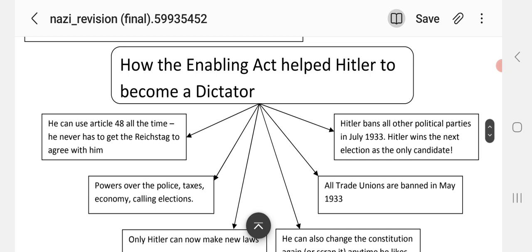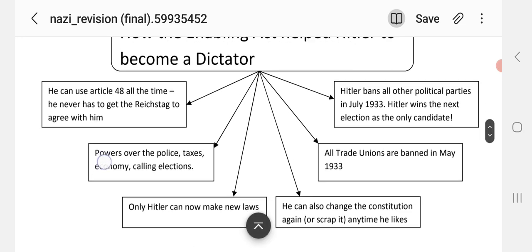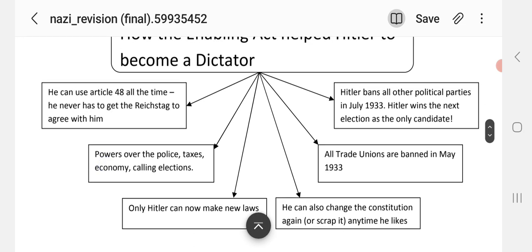How this Enabling Act helped Hitler to become a dictator. He can use Article 48 all the time. He never has to get the Reichstag to agree with him. He had power over police, taxes, economy, and calling elections. Only Hitler can now make new laws. He can also change the constitution again or scrap it anytime he likes.